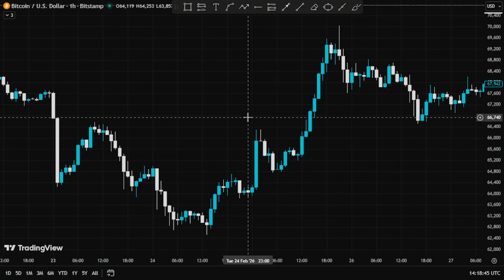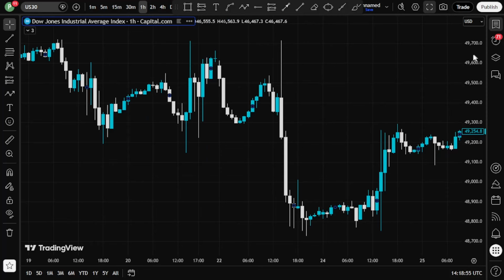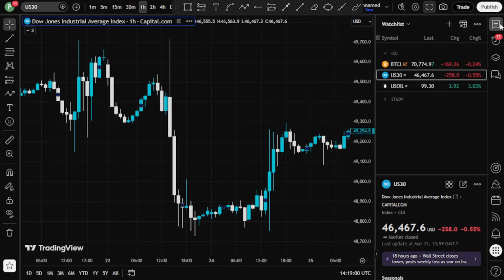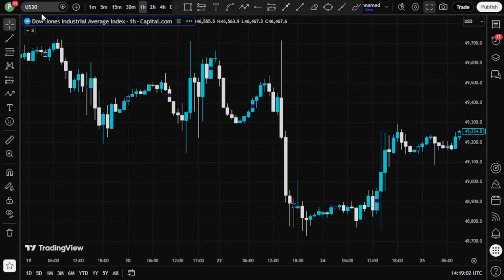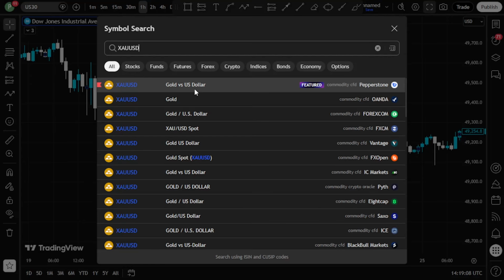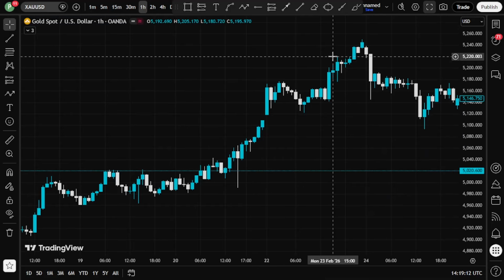Now let me show you an example on gold so that you can see that this could work on a lot of pairs. So let's go to gold. Okay, I don't have gold here, so let's come here, XAUUSD. Let's come to the gold market. Now there's a very interesting example right from here.